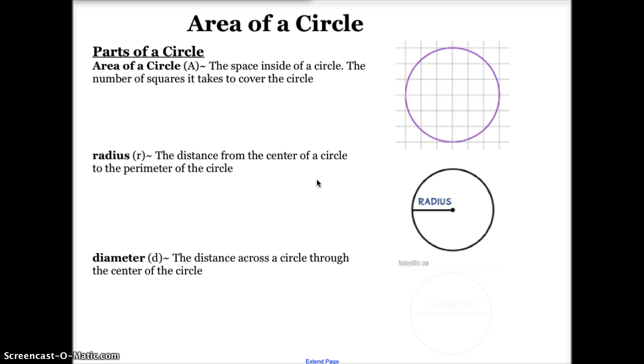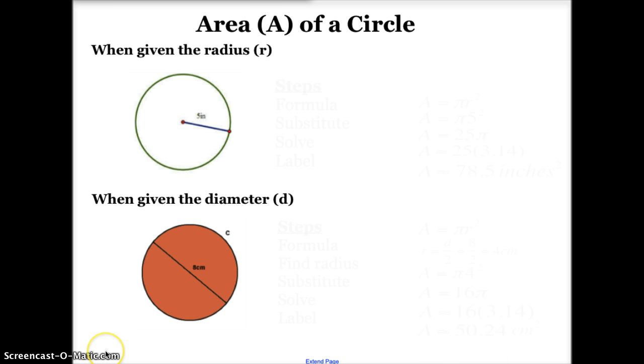The last one we're going to look at is the diameter of a circle, and that's represented with a lowercase d. And that's going to be the distance across a circle through the center of a circle. Here's a picture that represents the diameter of a circle. Let's try and solve a couple problems.